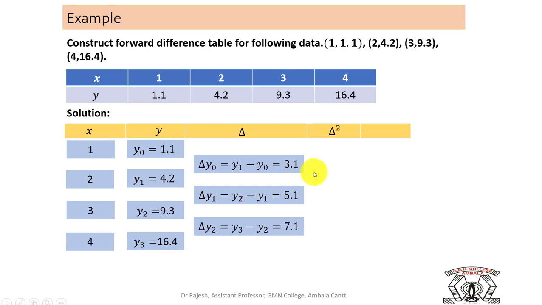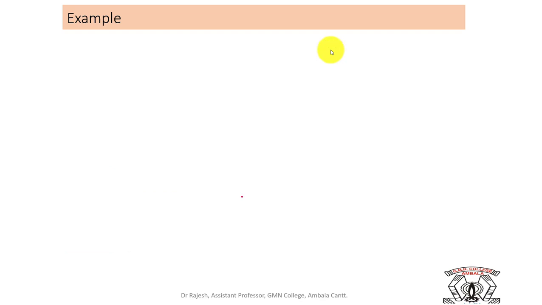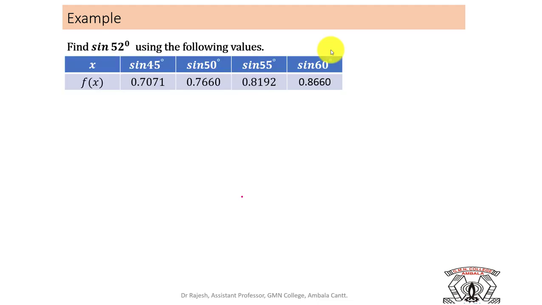So for the second order, 5.1 minus 3.1 is 2, and 7.1 minus 5.1 is again 2. Next, in the third order forward difference column, delta cube, 2 minus 2 is 0. So this is the table. The question was to construct the forward difference table for the following data, and we have constructed the table up to the third order forward difference operator. Now we are studying this.